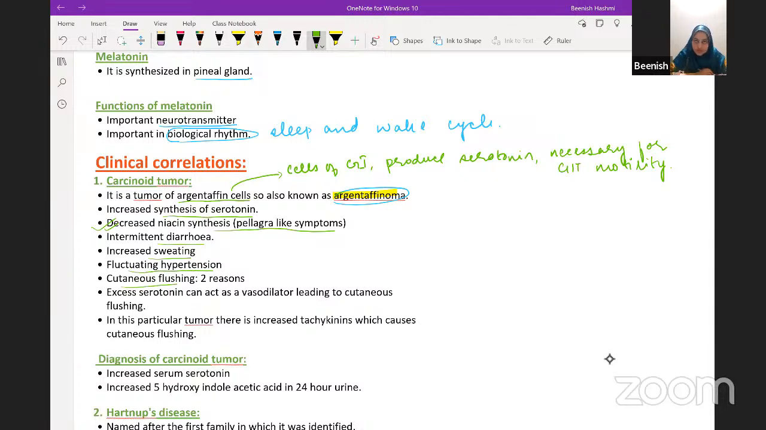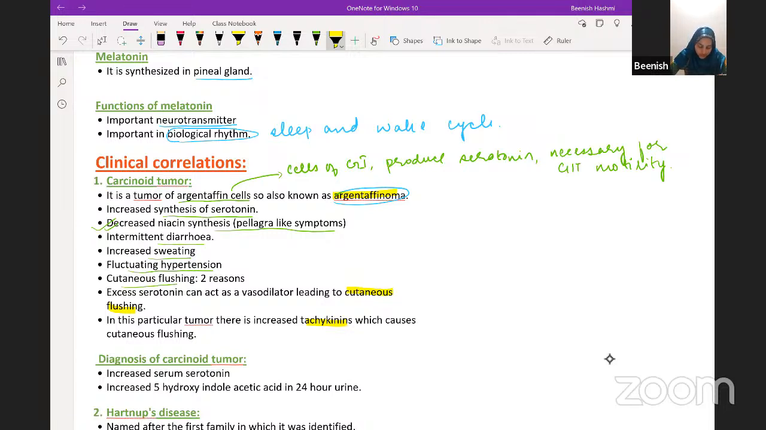Now, talking about cutaneous flushing, there are two reasons for that. Firstly, excess serotonin acts as a vasodilator, so there will be cutaneous flushing because of vasodilation due to serotonin. The other is that in this particular tumor, there is increased tachykinin, which also causes cutaneous flushing. So that was briefly about carcinoid tumors.